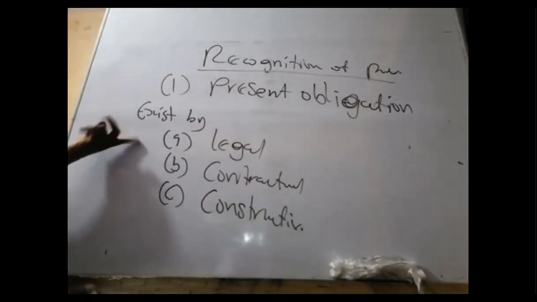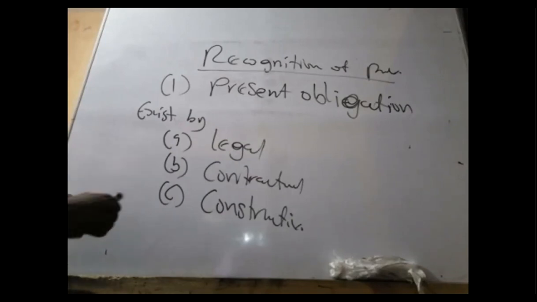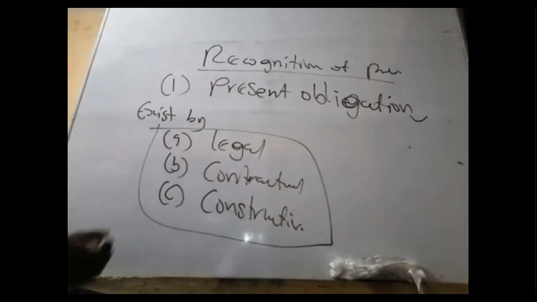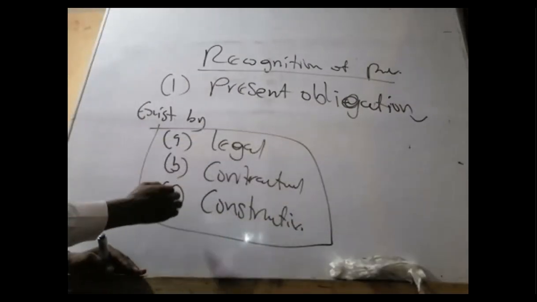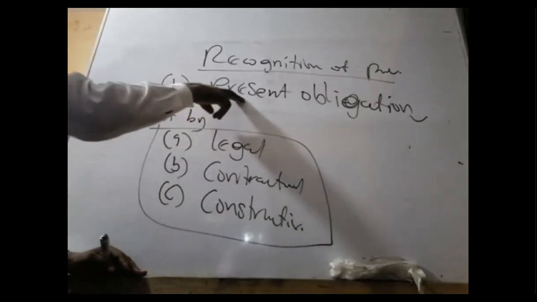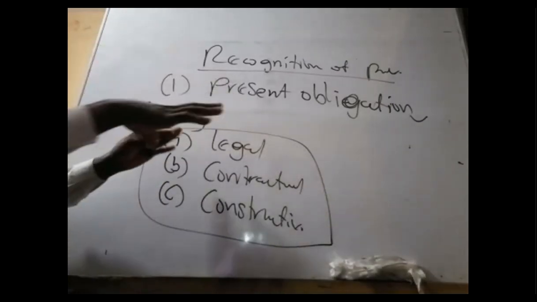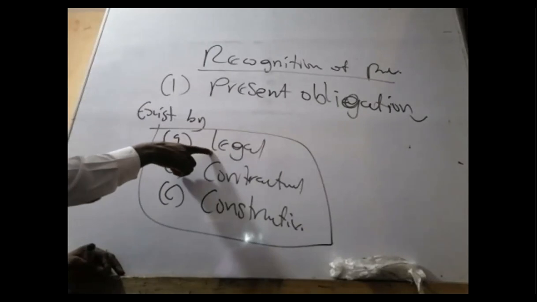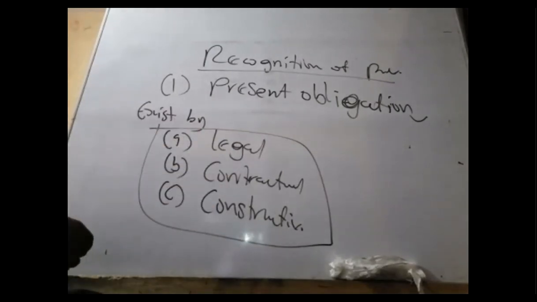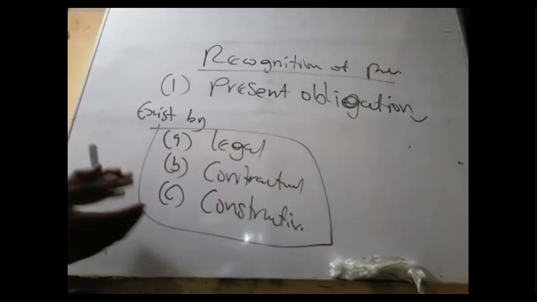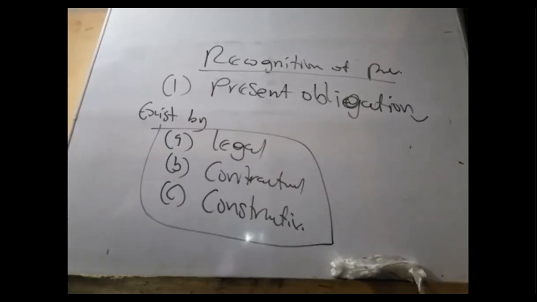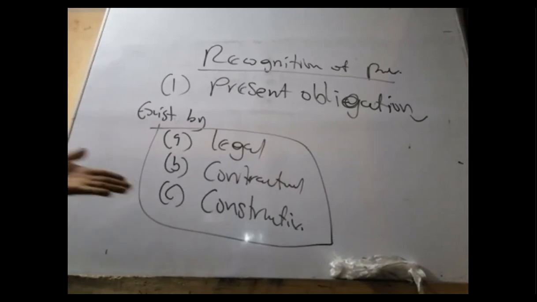Constructive. The conditions are three in number. This one is the first condition. If you state only this, you do not mention anything else. They are just explaining present obligation. There is a present obligation if, first, there's a legal requirement, the law imposes some liability on you. Second, there's contractual: you've entered into a contract with someone, and now it has imposed certain liability on you.